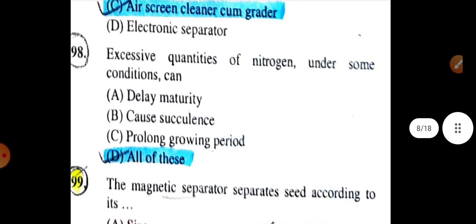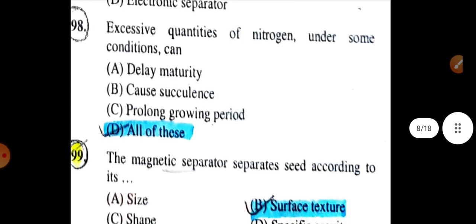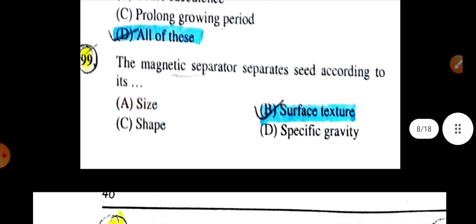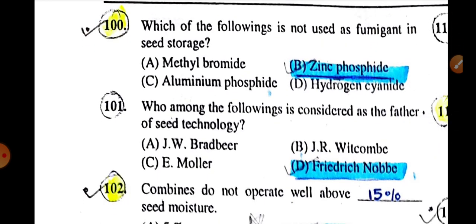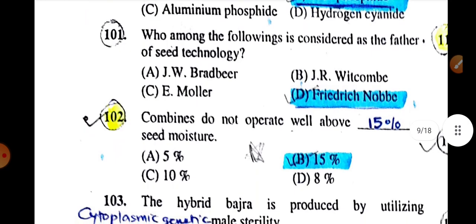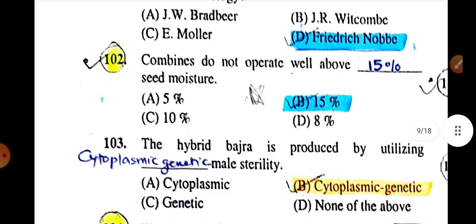Excessive quantities of nitrogen under some conditions can delay maturity, cause succulence, and prolong the growing period. The magnetic separator separates seed according to its surface texture. Which of the following is not used as a fumigant in seed storage? Zinc phosphide, while methyl bromide, aluminum phosphide and hydrogen cyanide are used as fumigants in seed storage. Who among the following is considered the father of seed technology? Frederick Knob.